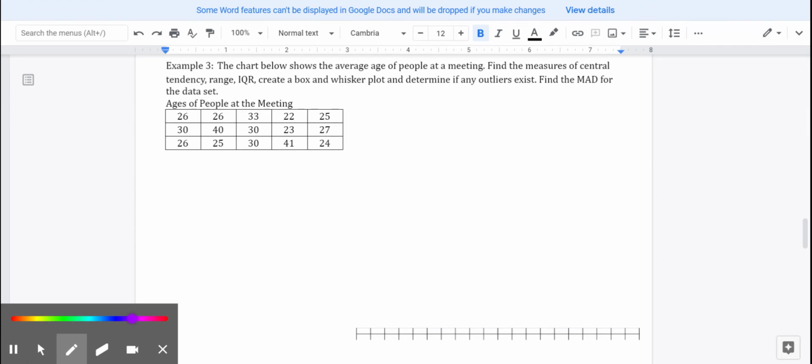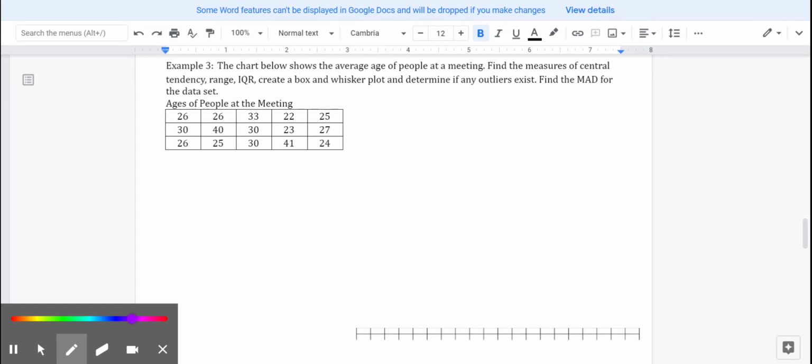For example 3, we're going to put together everything we've done so far in this unit. So the chart shows us the average age of people at a meeting. They want us to find the measures of central tendency, so the mean, median, mode, the range, the max minus the min, the IQR, Q3 minus Q1. They want us to also create a box and whisker plot and then determine if there's any outliers that exist. And finally, find the MAD.